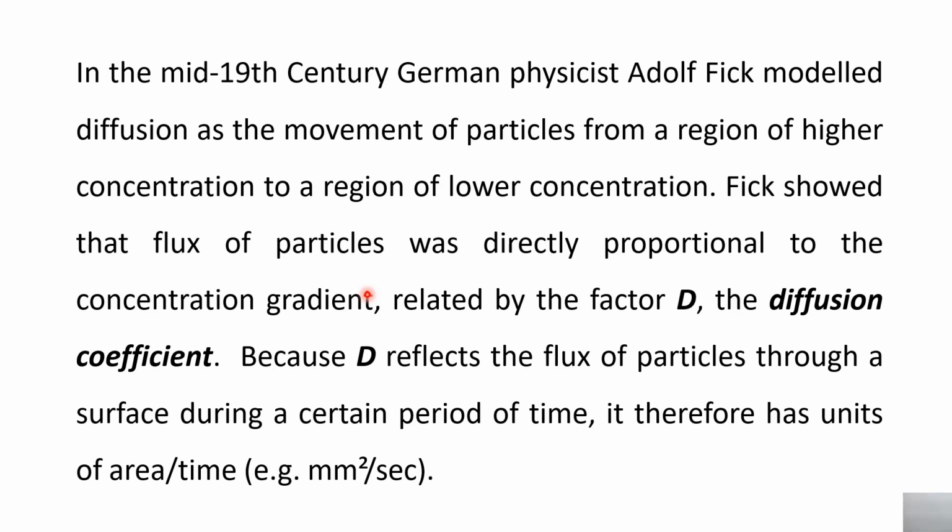In the 19th century, German physicist Adolf Fick modeled diffusion as the movement of particles from a region of higher concentration to a region of lower concentration. Fick showed that flux of particles was directly proportional to the concentration gradient, related by the factor D, the diffusion coefficient. Because D reflects the flux of particles through a surface during a certain period of time, it has units of area per time.